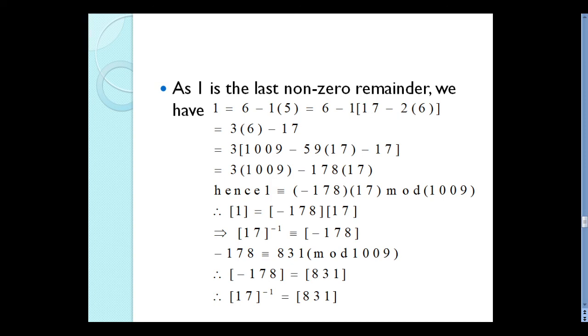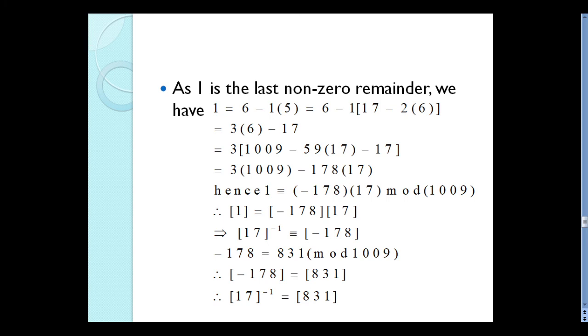Now these two can be simplified. 3 into 1009, then 3 into 59 plus 3 into 59 value minus 17 when you do, you get 178 into 17. Now hence 1 is congruent to, this value is a multiple of 1009, so just leave this and you have to take only the remainder. The statement can be written in this way, 1 congruent to minus 178 into 17 modulo 1009. So this is divisible by 1009, so I am taking only the remainder.